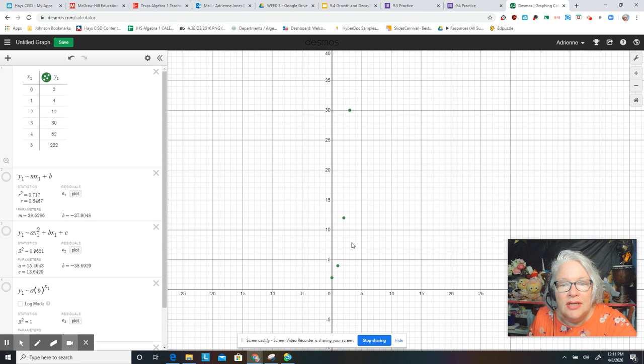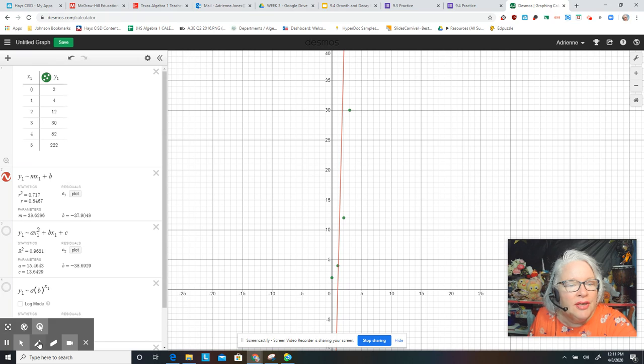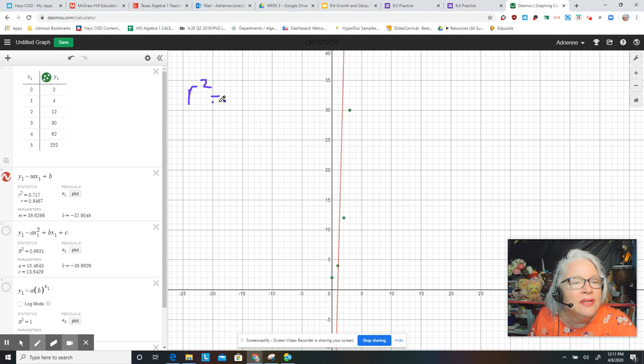There's your scatter plot. Do you see the green dots? There's the linear one. I'm guessing that's not the best. If you look at your R squared value, R squared is 0.717. Not so good. Here's your quadratic.